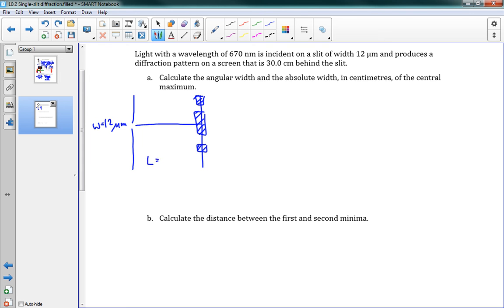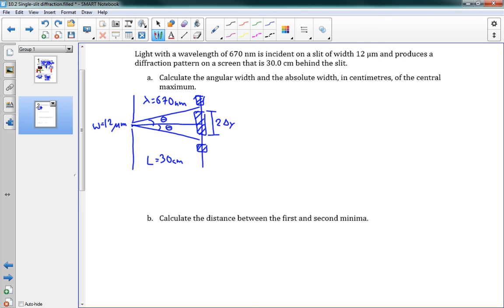We're going to need this information. L is 30 centimeters, and lambda equals 670 nanometers. That's all of our information. We want to find a couple things. So we want to find the angular width. That's going to be twice theta because we want to find the angle from the top to the bottom. So we're going to have theta and theta. We want to find 2 theta for our angular width. And we also want to find this distance here, which is going to be 2 delta y.